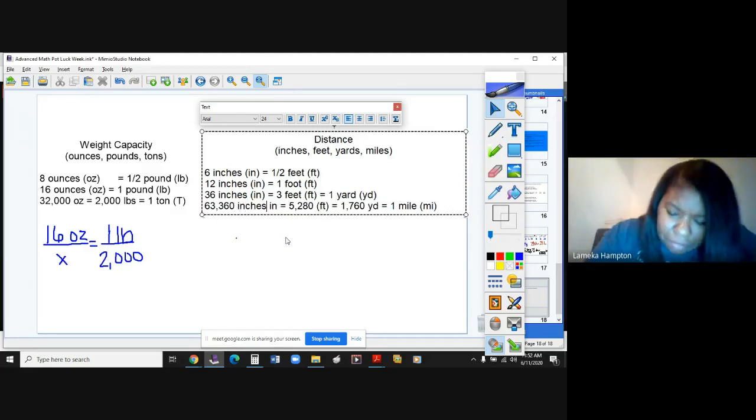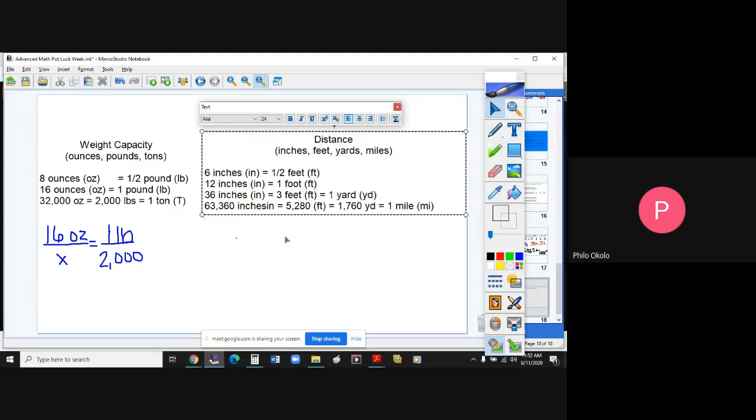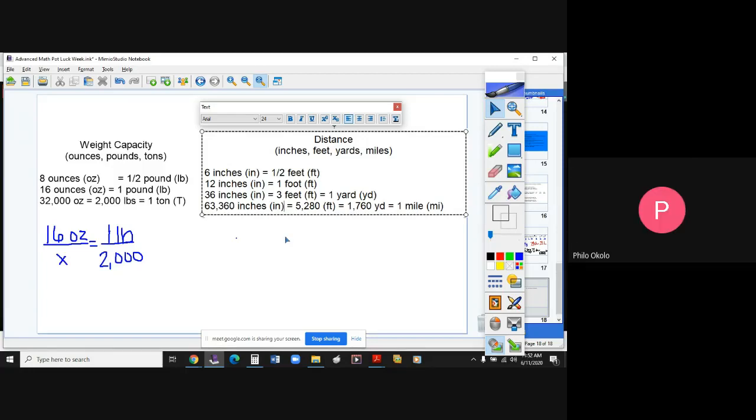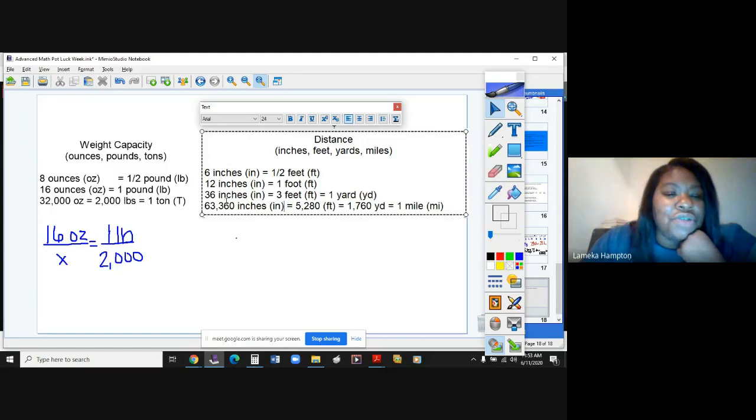How did you get that? What did you do? Multiplied by 12. Yes. So what you're basically going to have to do is multiply 12 times 5,280. Because remember, 12 inches is equal to a foot. So if we multiply this number by 12, we should get this big number right there. But all of these inches equal 1 mile.